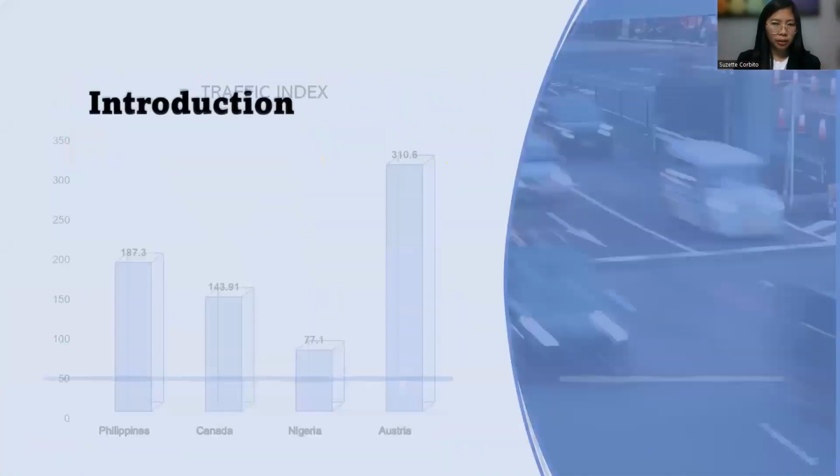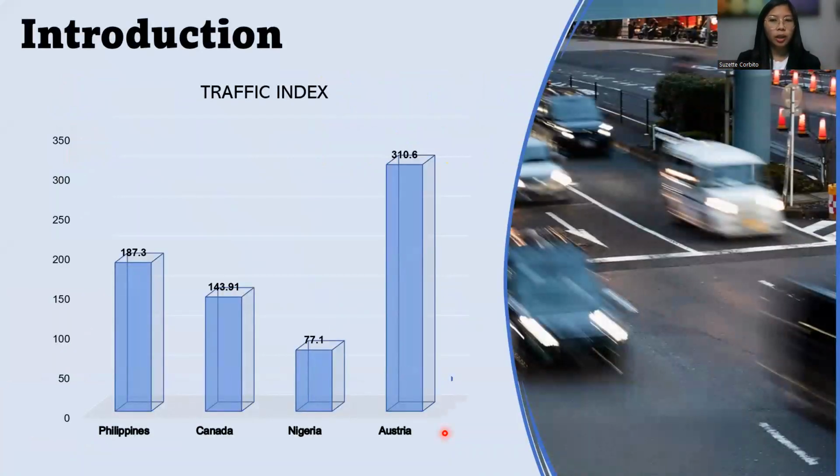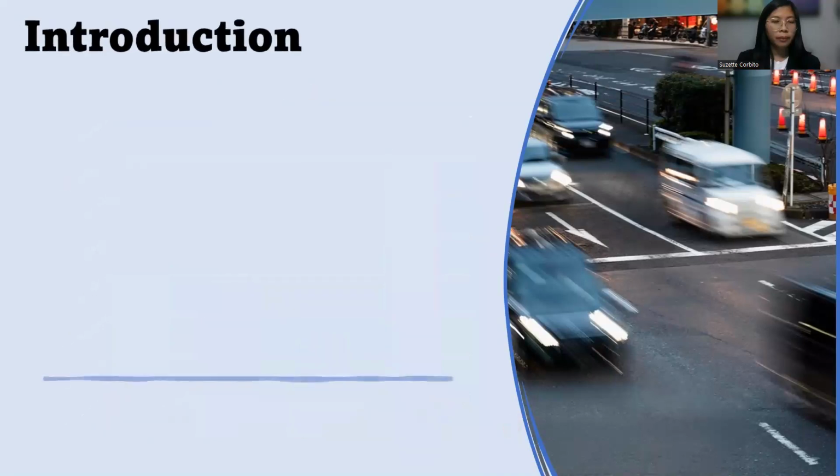For the introduction, two weeks ago while contemplating on my way home, experiencing the congestion at Chauvel, I remembered the number one issue that my country, the Philippines, also faces, and it is traffic. According to statistics, the Philippines has a traffic index of 187.3 compared to Canada, which is 143.91. The traffic index is the percentage of additional time a road trip takes due to congestion.